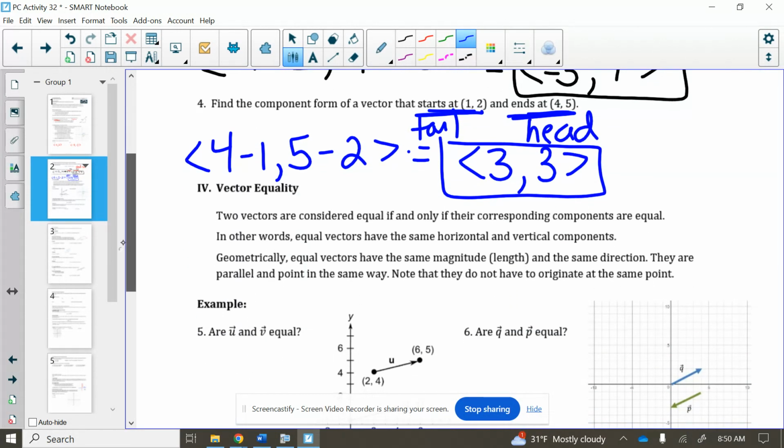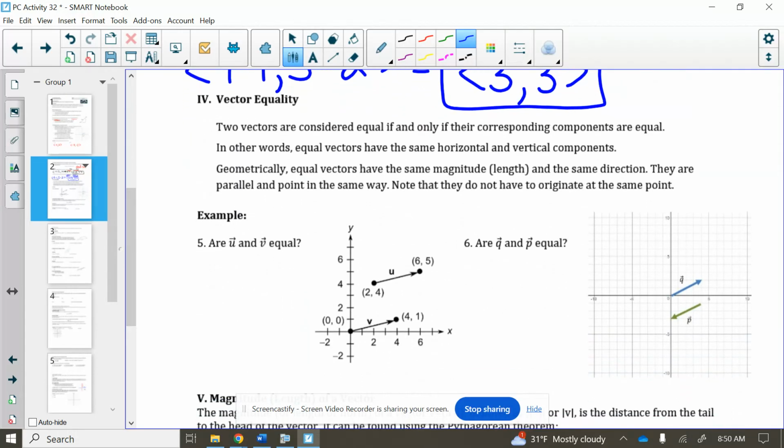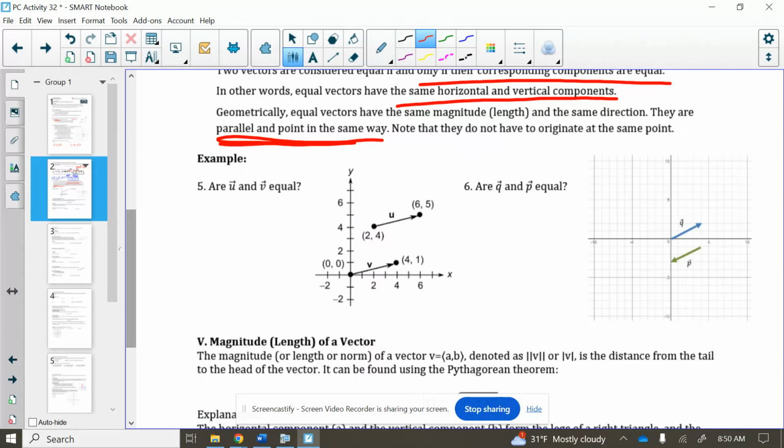Now, in order for our vectors to be equal, we need them to have the exact same component form, right? They have to have the exact same horizontal and vertical movement, always the same signs matching on that. Again, they would have to be moving in the same direction. Essentially, they are parallel and point the same way. They would be the exact same length as well.